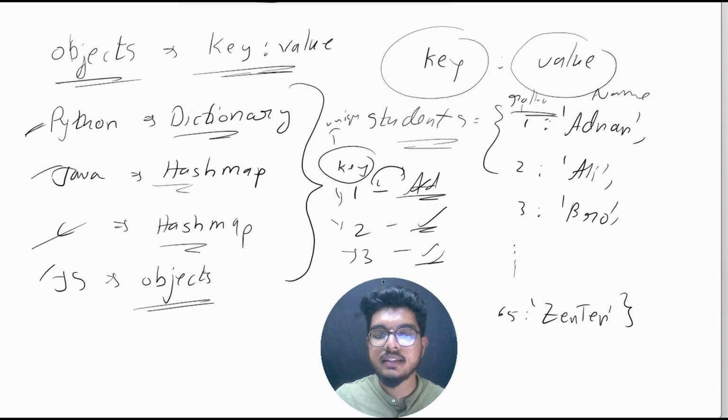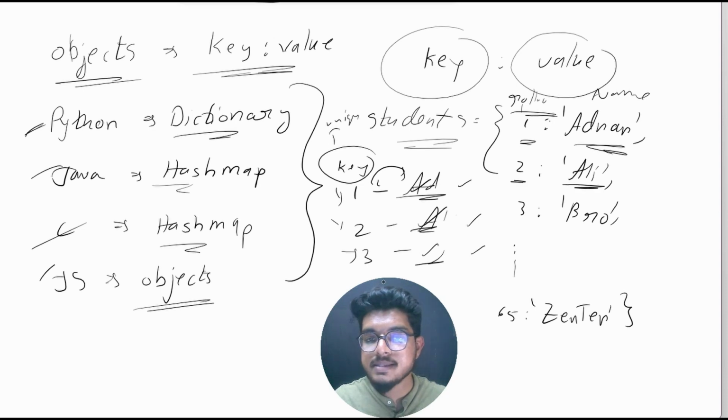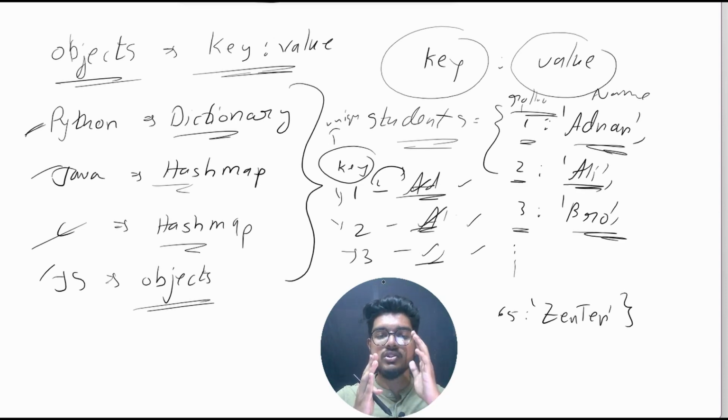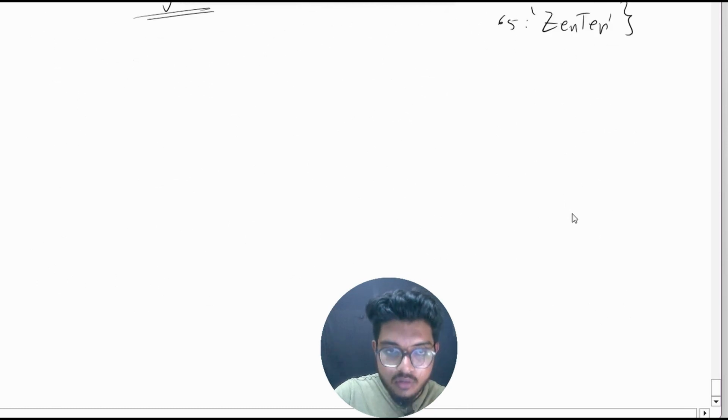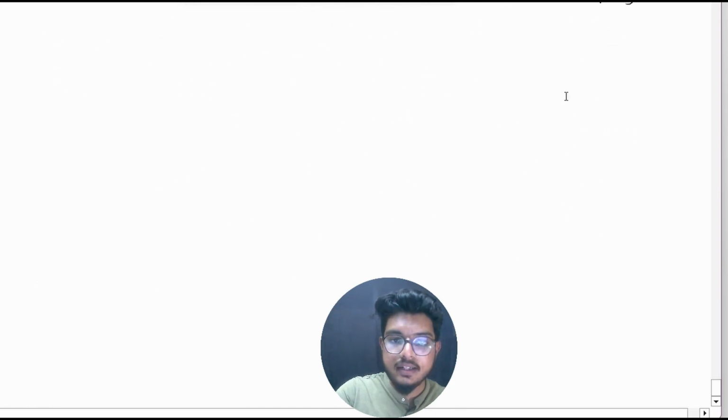Roll number 1 is Adnan. Adnan is present, so tick. Roll number 2 is Ali. Ali is present, then tick. Roll number 3 is someone else, and they are present, so tick. Based on that key, some value is mapped. So this is nothing but a combination of key and value pairs, and this key value pair forms objects. Let's take the example which we have taken in the notes. I'll write that down and explain how to perform different operations on it. Just give me a minute.